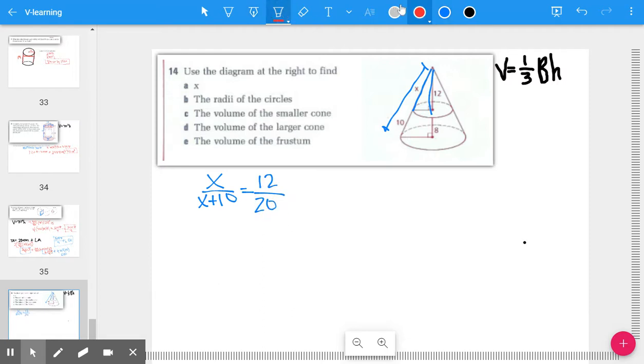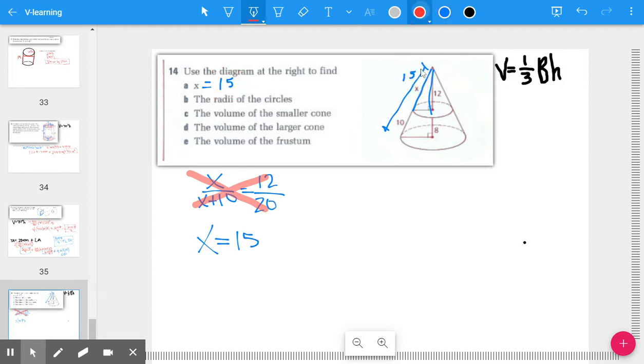Now we know we need to cross multiply and solve for x. And when you end up solving, we're going to be left with x is equal to 15. So x is equal to 15. And now I can go ahead and solve some of the information.